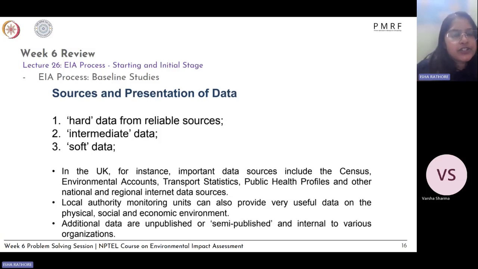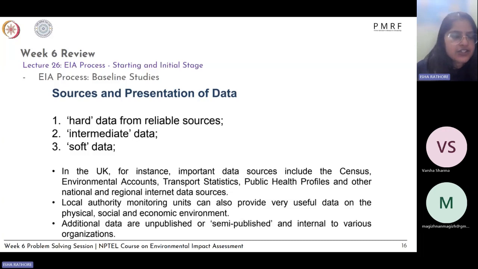So you establish a baseline based on the data available to you, either from already existing data sources or from similar case studies which have been undertaken. Sources and presentation of data include hard data from reliable sources. These can include census, environmental accounts, transport statistics from your state government, central government, public health profiles, and other national and regional internet data sources.